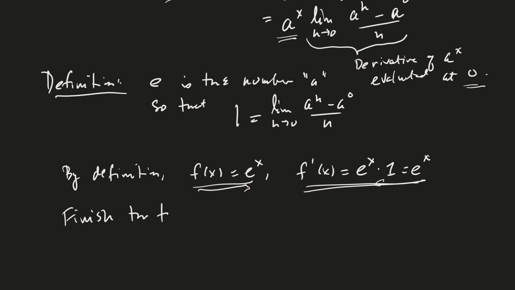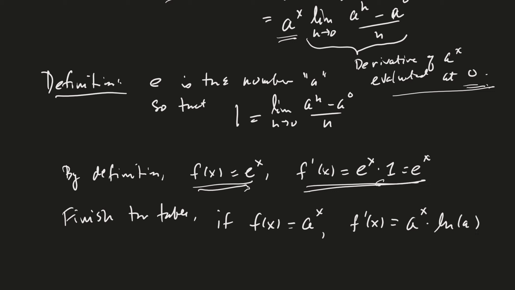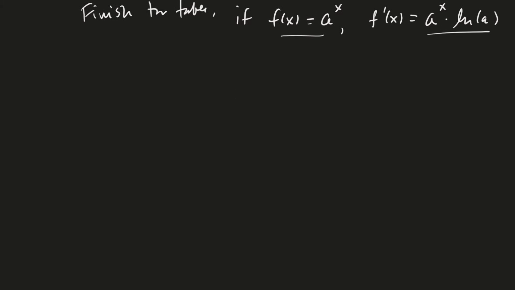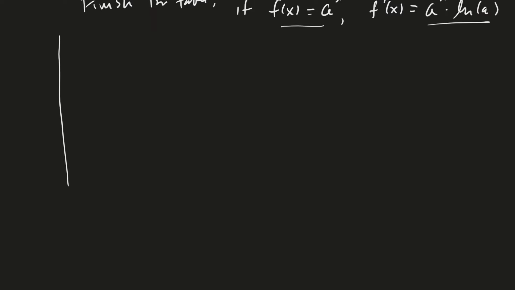To finish the table, if f of x equals a to the x, then f prime of x is equal to a to the x times, remember, the derivative of a to the x evaluated at 0, and it turns out that number is the natural log of a. And again, we won't prove that right now, we will prove it later.